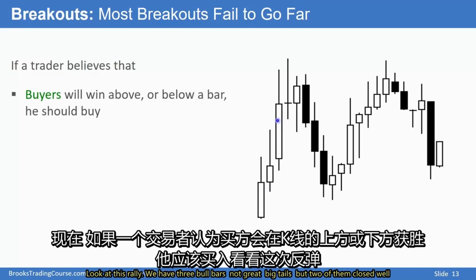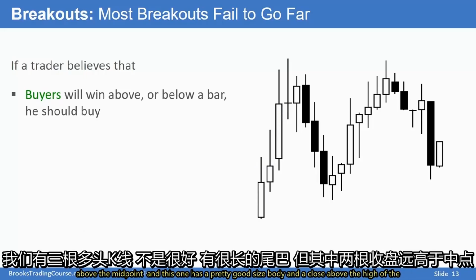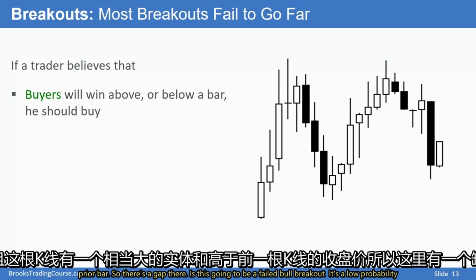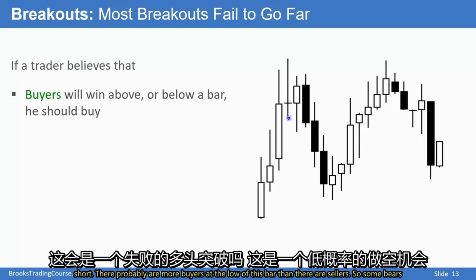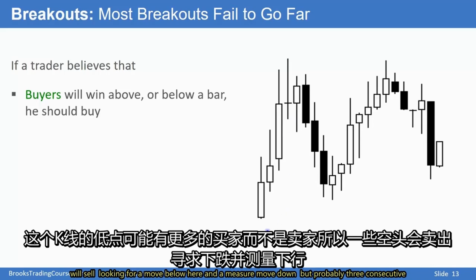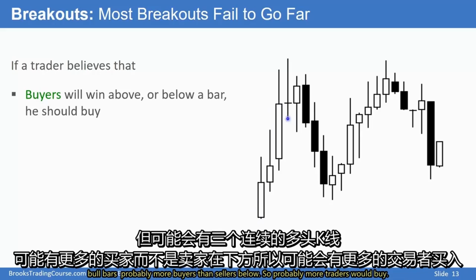Look at this rally. We have 3 bull bars, not great, big tails, but 2 of them closed well above the midpoint, and this one has a pretty good sized body and a close above the high of the prior bar, so there's a gap there. Is this going to be a failed bull breakout? It's a low probability short. There probably are more buyers at the low of this bar than there are sellers. So some bears will sell, looking for a move below here and a measured move down, but probably 3 consecutive bull bars, probably more buyers than sellers below, so probably more traders would buy.